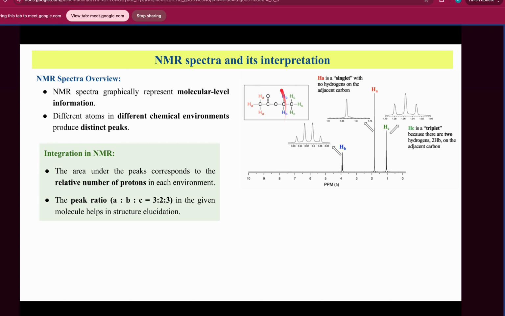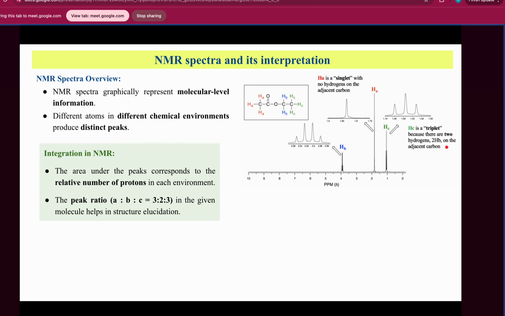Whereas if we talk about Hb, in this scenario the adjacent carbon has three hydrogens. The number of peaks will be equal to the number of hydrogens on the adjacent carbon plus 1. So in this case, we'll observe 4 peaks, a quartet. Whereas for this Hc, the adjacent carbon has two hydrogens, so the peaks we will observe will be a triplet. 3 peaks we will observe.